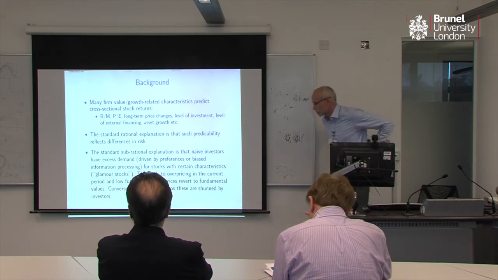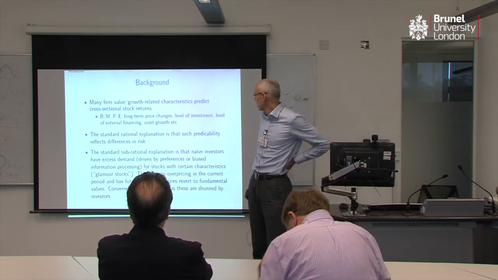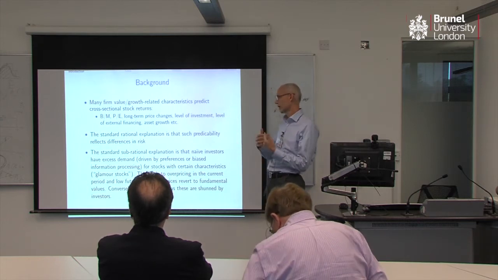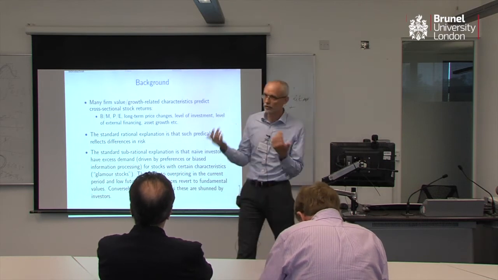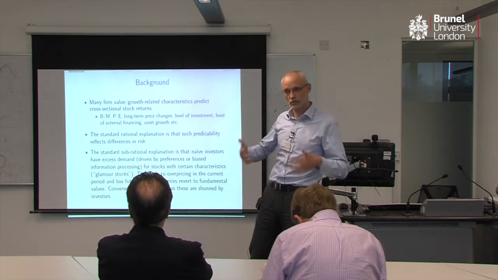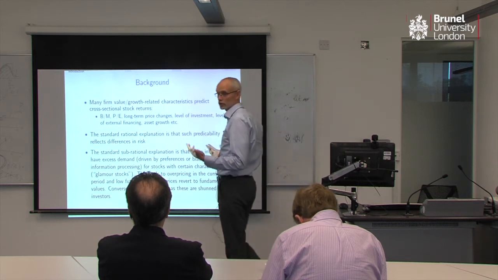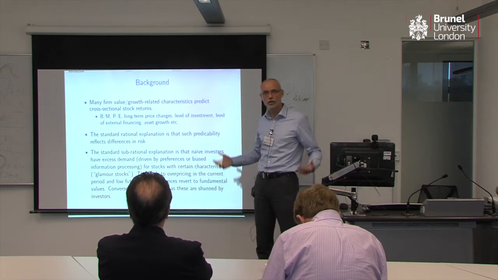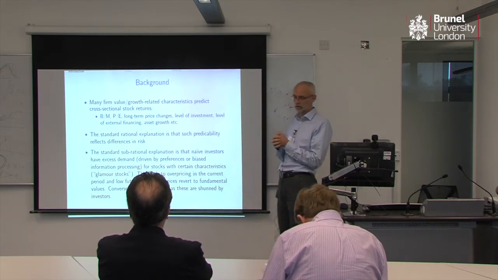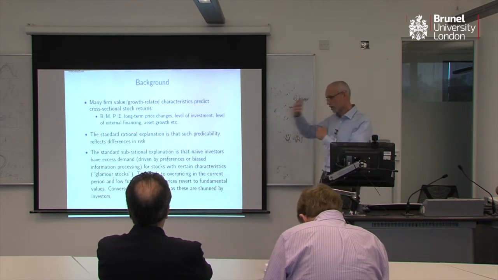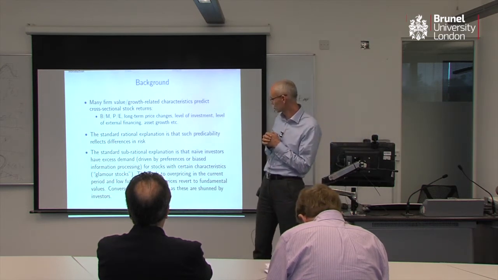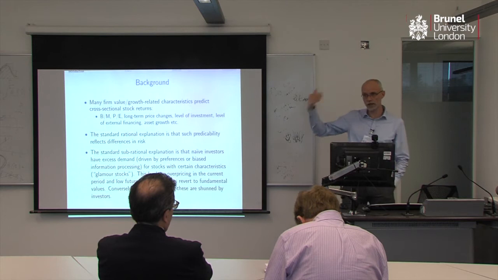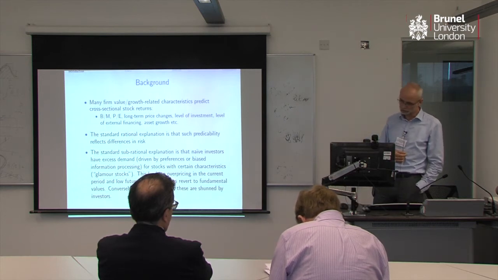The standard sub-rational, or behavioral, explanation is that there are some naive investors in the market with excess demand, which could be driven by preferences, biased information processing, or whatever, for stocks that have certain characteristics correlated with growth. This leads to overpricing in the current period as naive investors buy up the growth stocks, and then a long-term reversal to fundamental value, which leads to overpricing today and then underperformance in the future.